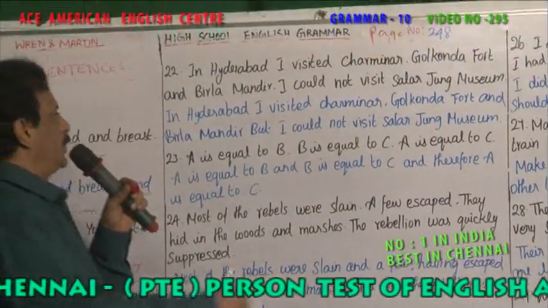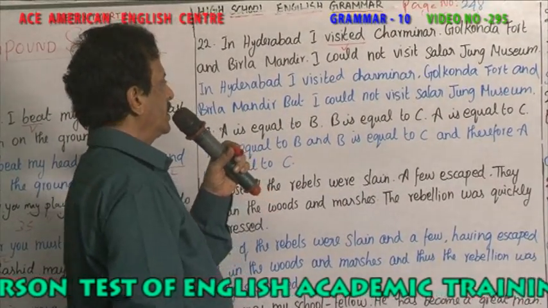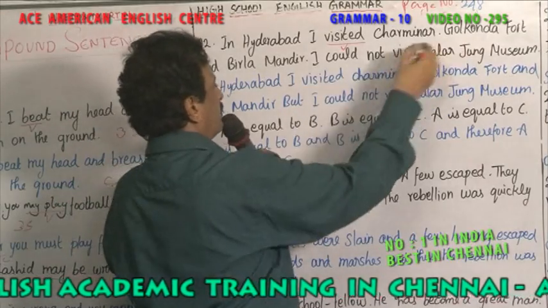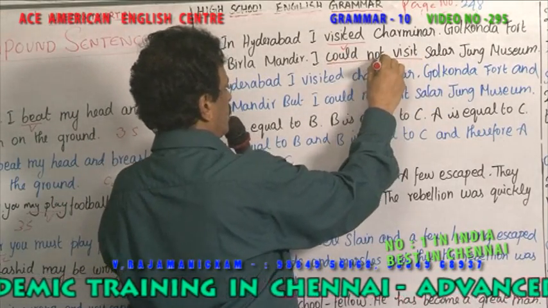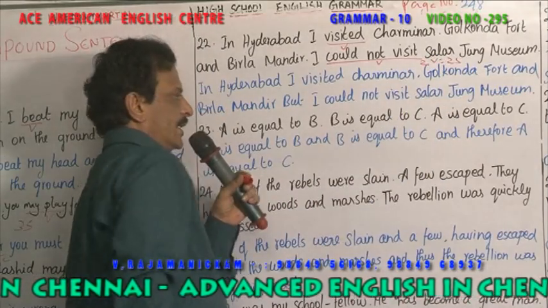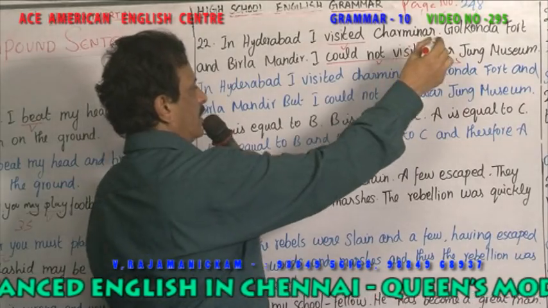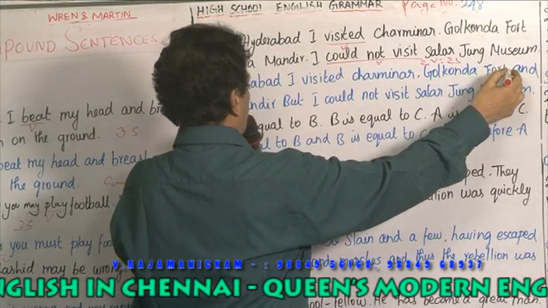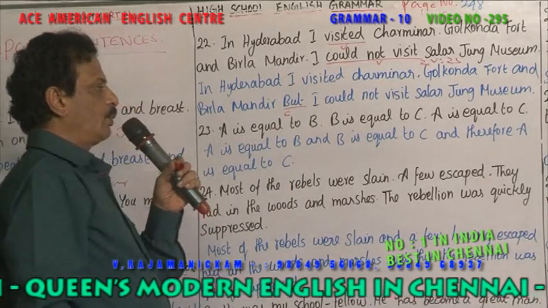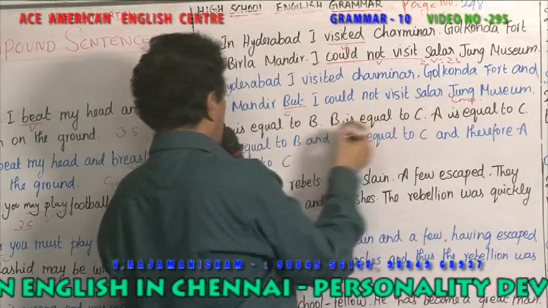In Hyderabad, I visited Charminar, Golconda Fort and Birla Mandir. I couldn't visit Salar Jung Museum. So visited is a verb, and couldn't visit is one of the verbs. So two verbs and two sentences. How do you connect these two sentences? In Hyderabad, I visited Charminar, Golconda Fort and Birla Mandir, but I couldn't visit Salar Jung Museum. But is the conjunction. So this becomes a compound sentence.